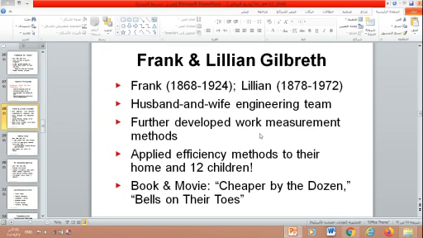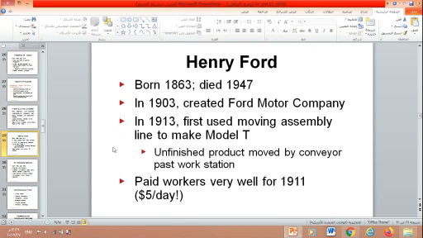Frank and Lillian Gilbert focused on measurement methods and also efficiency methods in order to perform work and tasks. Another scientist is Henry Ford. He was the first person to use the assembly line to make the Model T, with unfinished products moved by conveyor past workstations. So he is the founder of the assembly line.